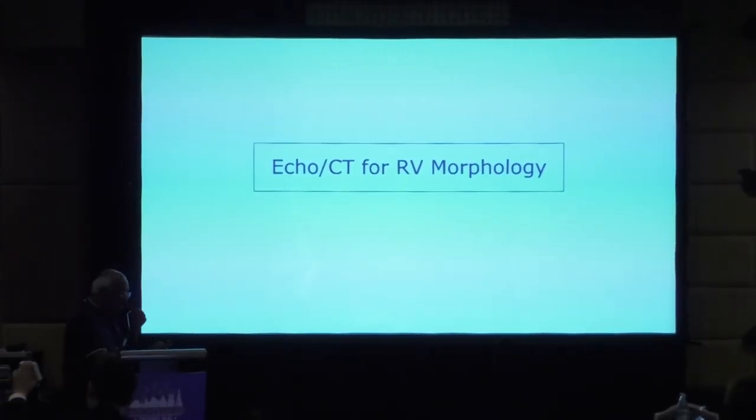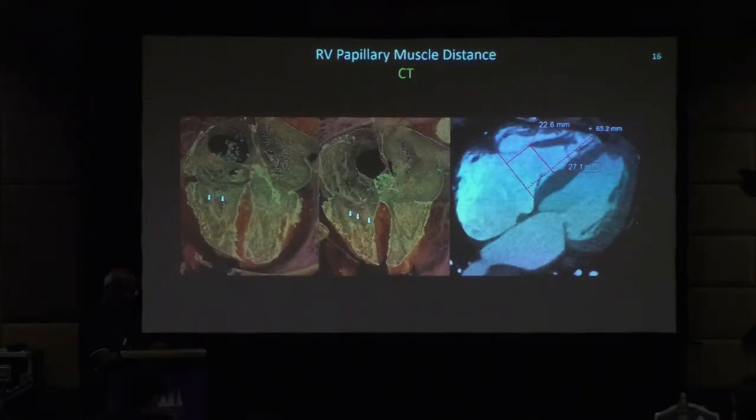CT is becoming an important way of assessing TR, especially for patients you're selecting for intervention. There are two major applications for CT. One is to look at RV morphology, not so much contraction, but to look at the distance between the annulus to the apex of the RV, which is very important if you're putting in a transcatheter prosthesis. The distance between the annulus to the tip of the papillary muscles is also important. All of this plays an important role in selecting patients for transcatheter tricuspid intervention.